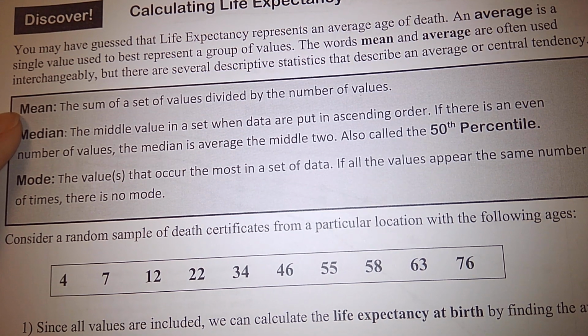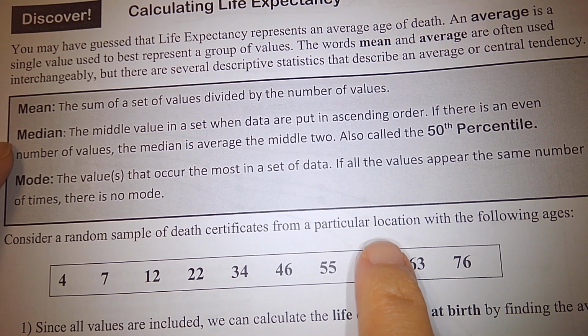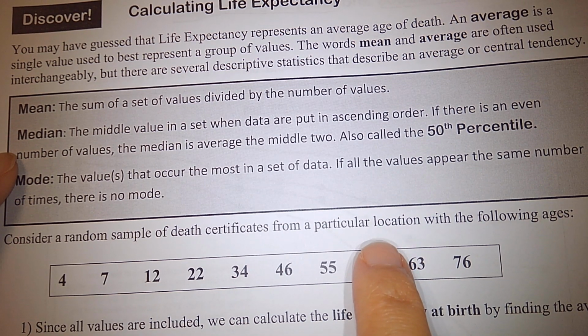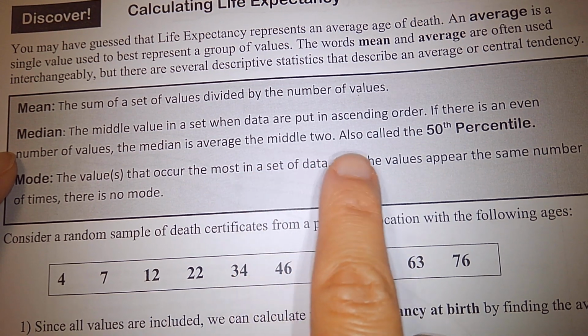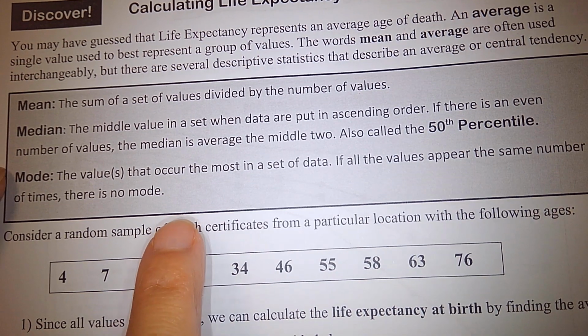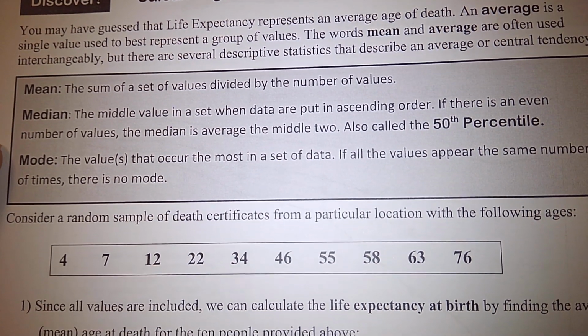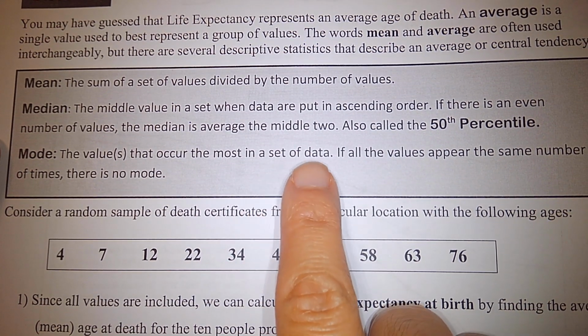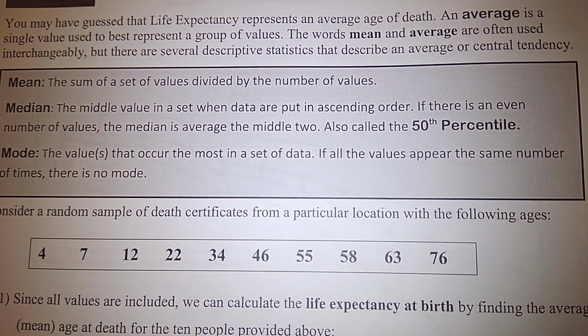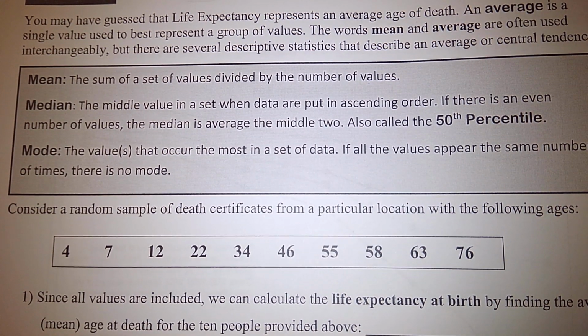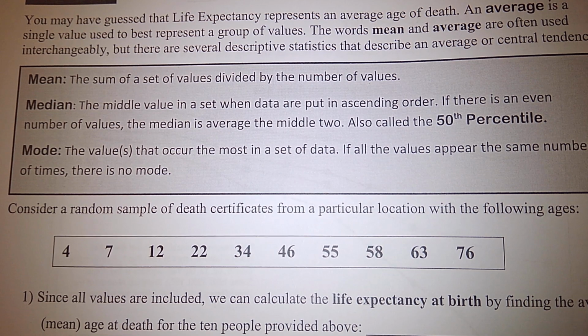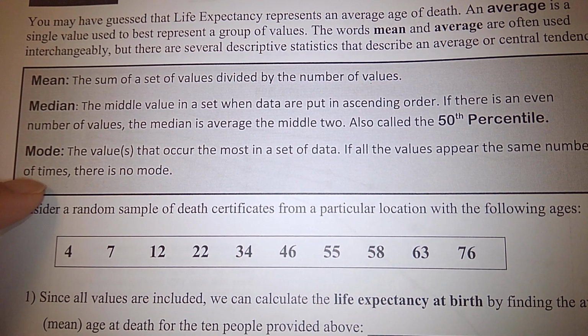Mean, the sum of a set of values divided by the number of values. Median, the middle in a set when data are put in ascending order. If there is an even number of values, the median is the average of the middle two, also called the 50th percentile. Mode, the value that occurs the most in a set of data. If all the values appear the same number of times, there is no mode. Very good, thanks. We need to know these three.